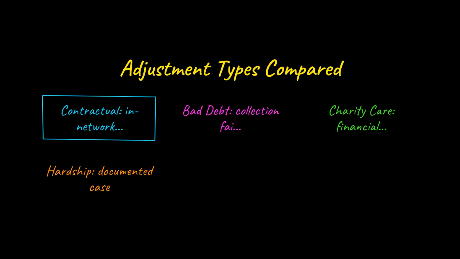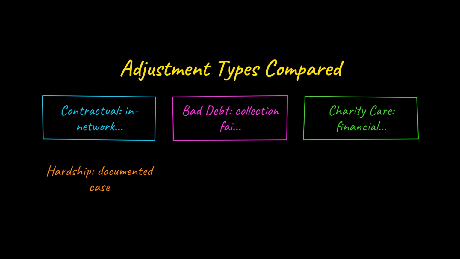Exam questions frequently test whether you can distinguish contractual adjustments from other reduction types. Bad debt applies when collection has failed. Charity care applies when a patient qualifies for financial assistance. Hardship adjustments are case-specific. Only contractual adjustments are routine, automatic, and contract-driven.